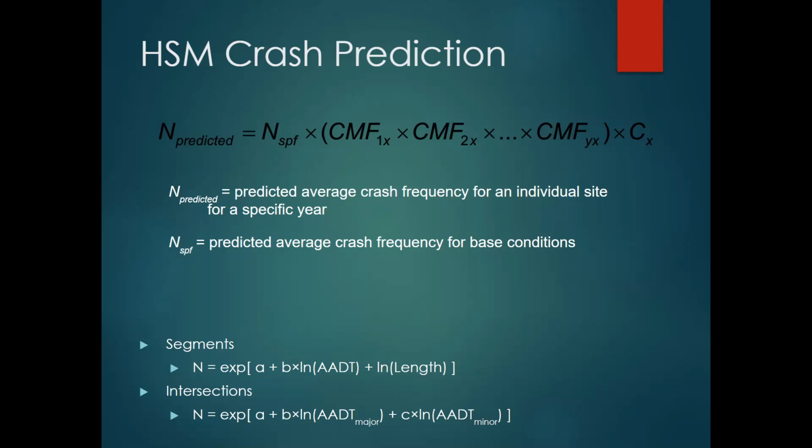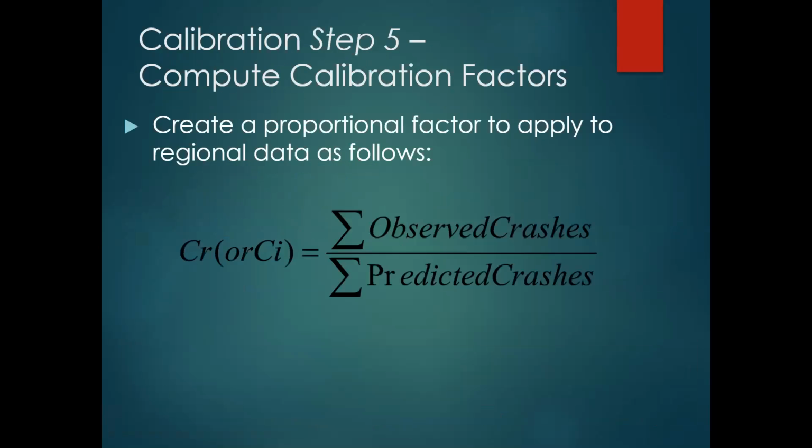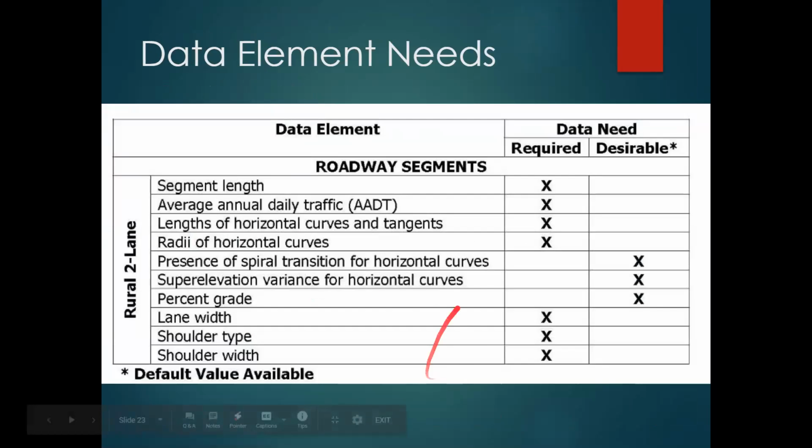So this is where you might be thinking, and maybe you weren't thinking because I haven't explained it very clearly, but think about this. In the last class, I showed you a bunch of factors that you needed when you applied the predictive method for the Highway Safety Manual. I showed you a bunch of factors that you needed information on, and this is what those factors look like. Let me quickly go back. Look at this. Length of horizontal curves and tangents was a required data element. Radius of horizontal curves was required. Lane width and shoulder type, those are all required data elements for roadway segments.